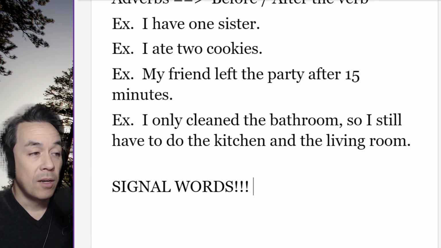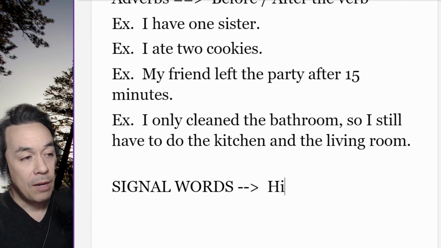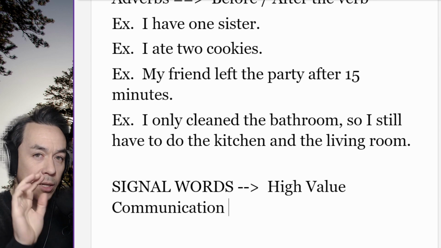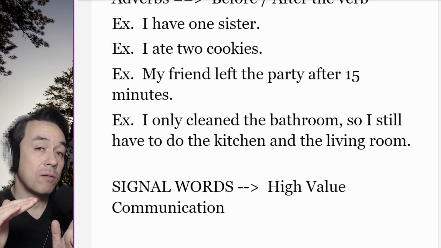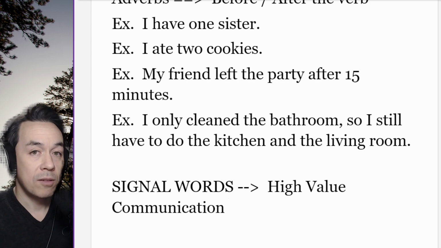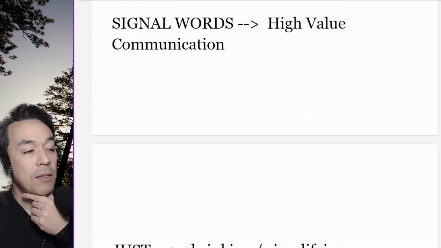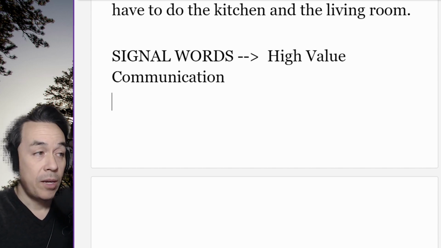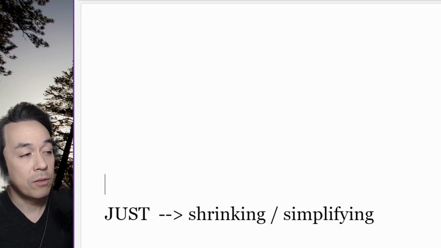So a signal word is, you don't have to say it. You don't have to use it, but it signals to the listener that something is fewer, something is less, 1 or 2, something is not many. Okay. But signal words are, of course, necessary for high value communication, right? Because it's one word that communicates: it's not many, it's the few. It's the lesser version. Okay, so that's probably enough about "only." Let's focus on the main word here. We're talking about "just."